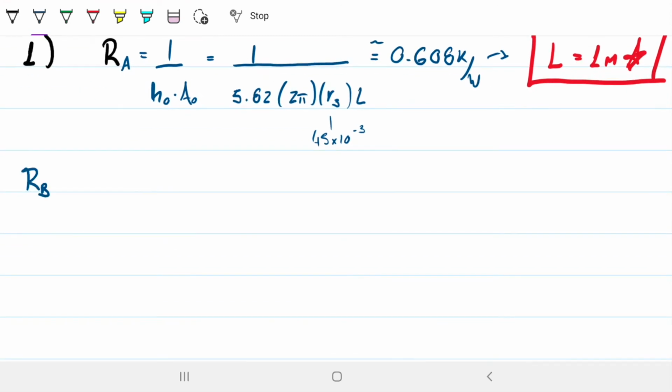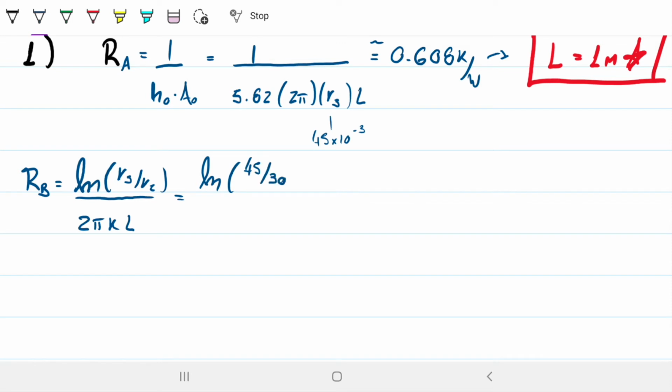Then the next guy is a conduction one, and this is for the asbestos, so that's going to be the natural log of R3 over R2 divided by 2 pi KL. Again, L we're assuming to be 1, so this is just going to be 45 divided by 30. Note that these guys can be in mils because we're going to be dividing the same unit, so it's going to be dimensionless. The natural log doesn't have any units to it. 2 pi K for asbestos is 0.11, and then our L we're assuming to be 1, right?